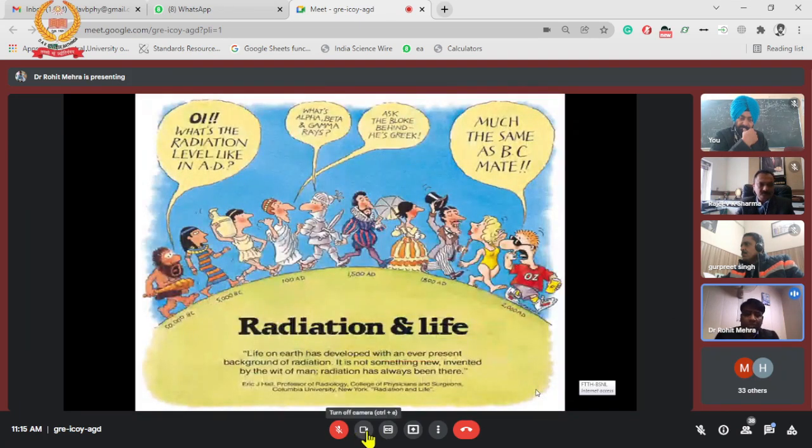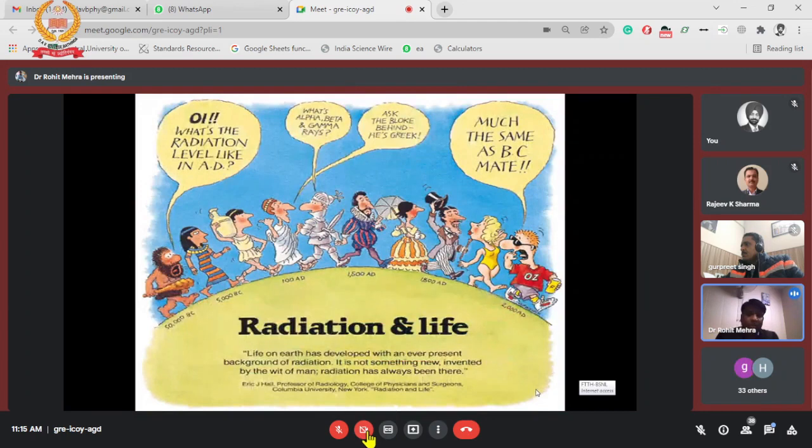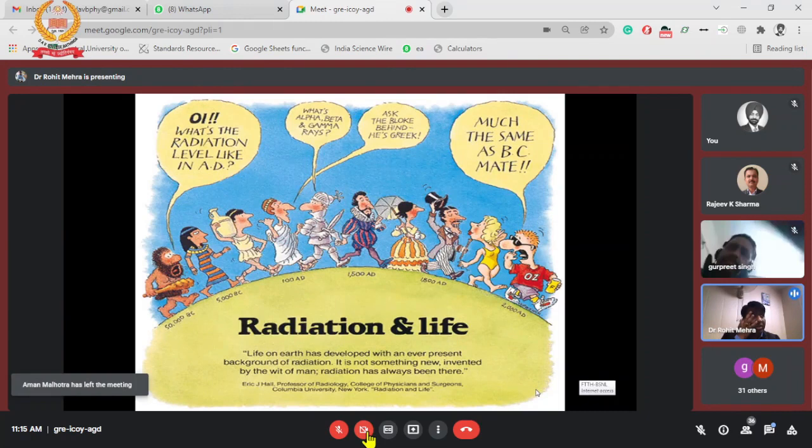So if you just see this slide, it's not a new thing to measure the radiations. Radiations were present since the evolution of a human being on the earth. Even before the evolution of human being, radiations were always there. Once the earth originated, from the life of the earth, radiations were there. The only thing which has changed is that now we are having not only the natural radiations, we are having some man-made radiations also.